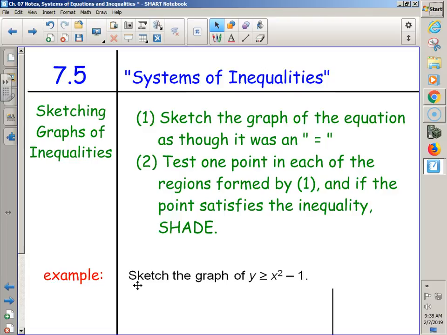We are looking for overlap, but not just overlap of 1 or 2 or 3, but overlap of them all, everything they give to us.